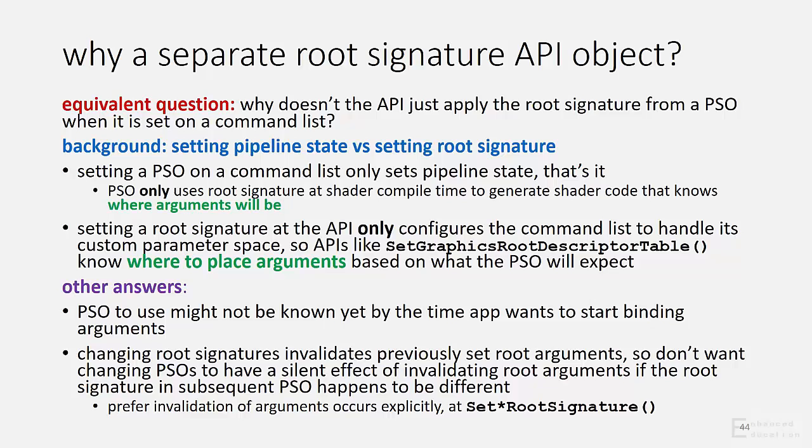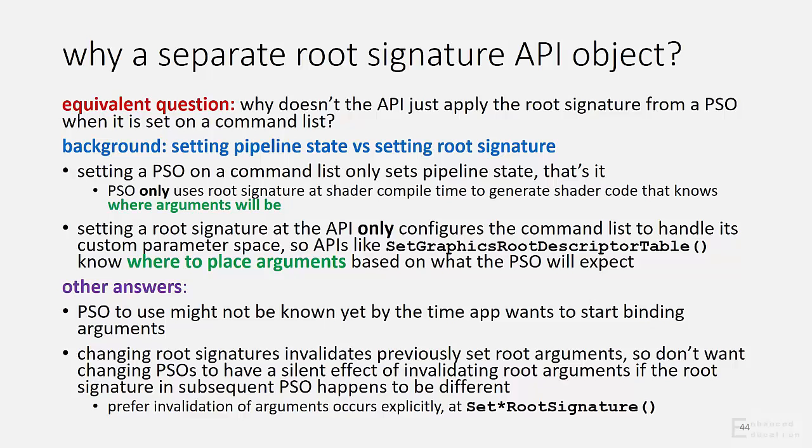So for some background, it's helpful to consider exactly what's going on when setting pipeline state versus setting a root signature. In setting a pipeline state, all that happens is setting of the pipeline state on a command list. It's like setting a pointer on the hardware. Where the root signature comes in with a pipeline state object is actually earlier on, and that's when the pipeline state object is created, and the driver is compiling the shaders for the pipeline state. At that time, the root signature is used so that the generated shader code can bake in assumptions of where the needed root arguments will be.